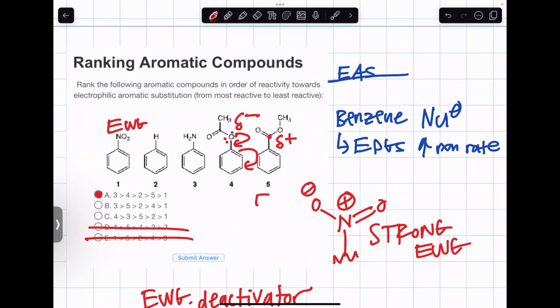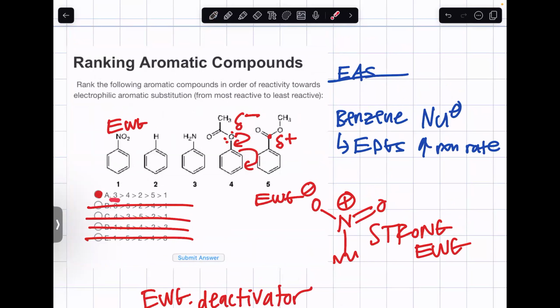1 and 5. The reason why 1 is a stronger EWG is because of this full positive charge there. We could eliminate B and C because they don't have that at the bottom too. But let's just make sure everything else makes sense.